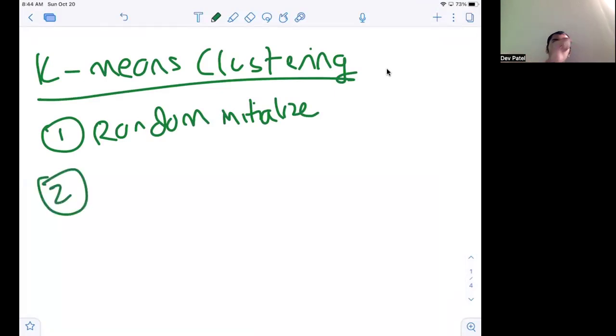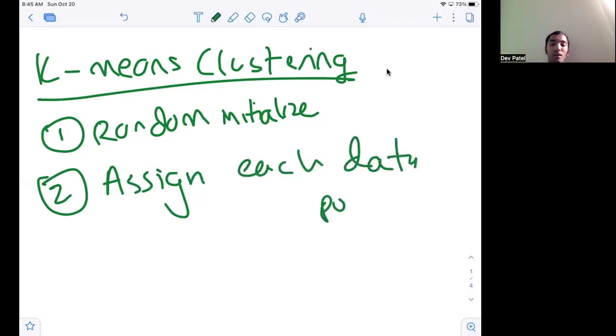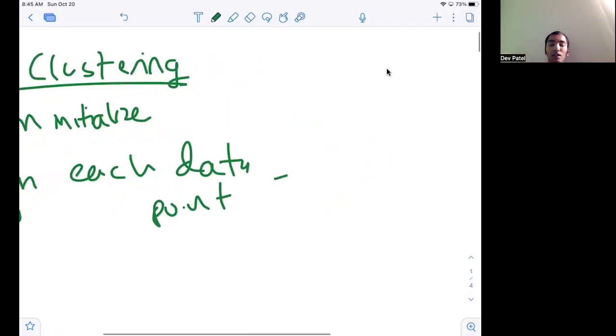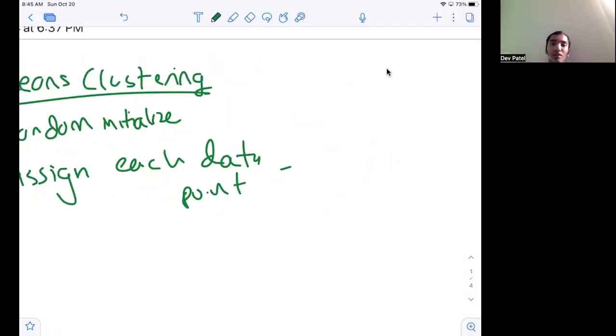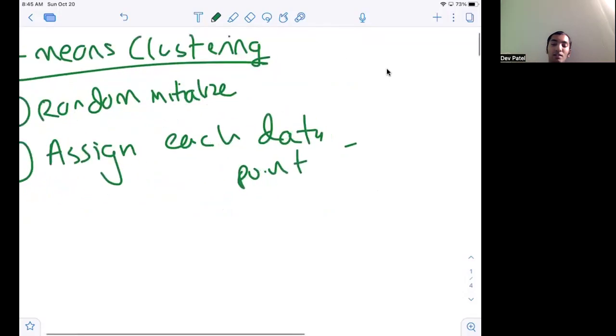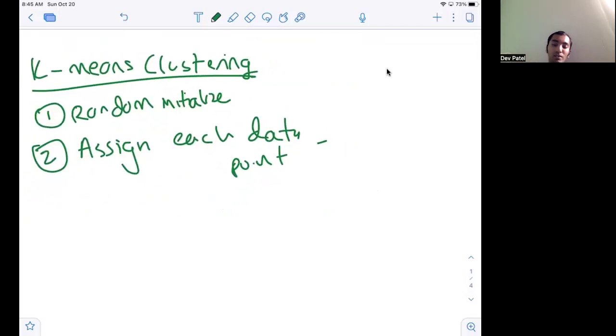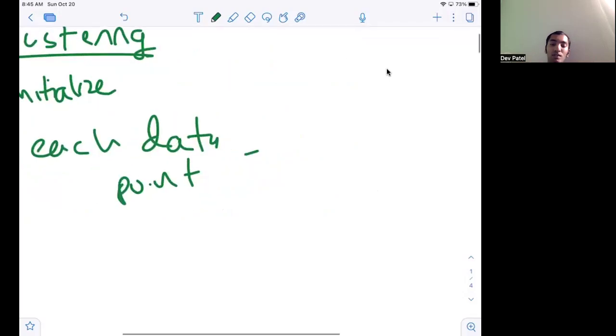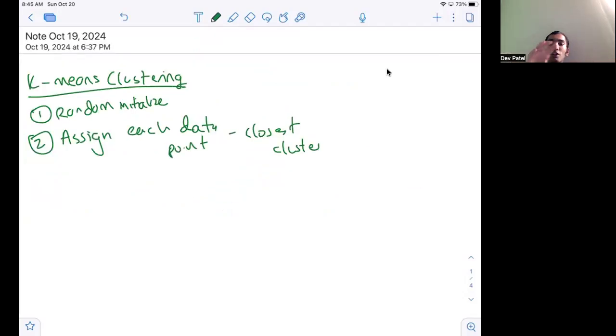Second step is to assign each data point to the closest centroid, and that will be their cluster for this first iteration. We can do this through Euclidean distance. There are also other types of distances, but typically Euclidean distance is what's commonly used. Now we have our first initial groupings, or first initial clusters.